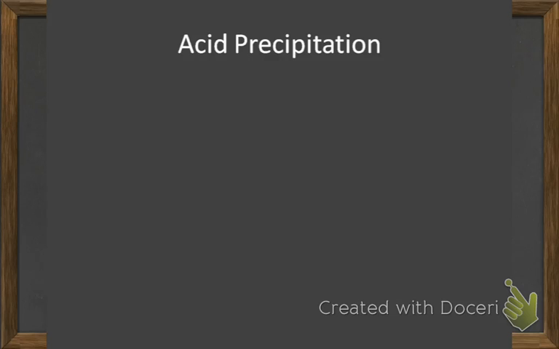Sorry about that. Acid precipitation can be rain, snow, or fog. And it's going to have a pH of less than 5.6. It can be as low as 1.5. There's an example in your book in West Virginia there.